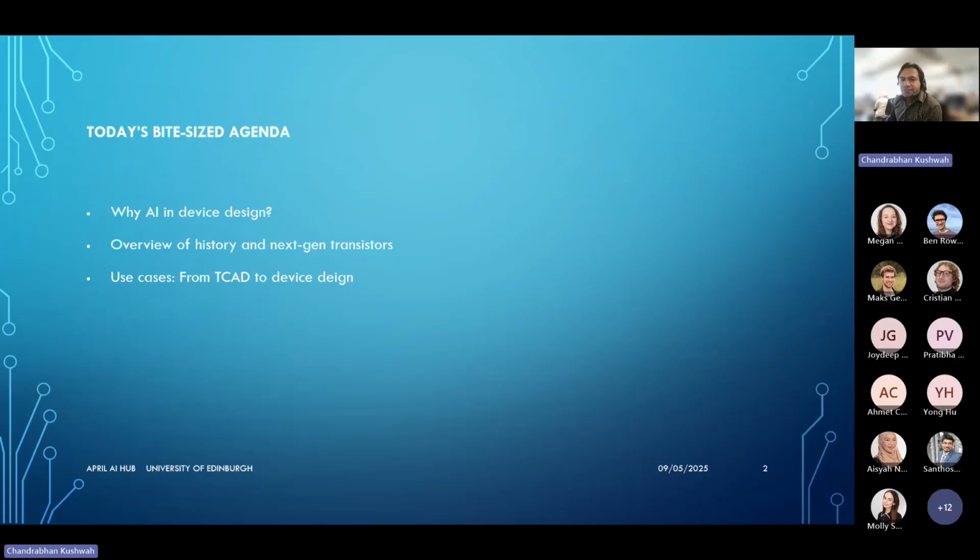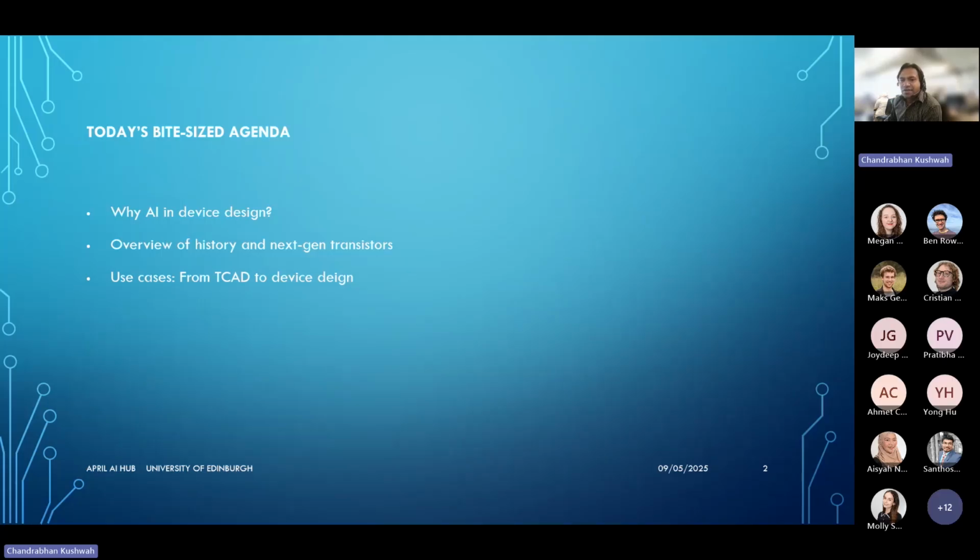Next, we will see an overview of the history of next-generation transistors, because we first have to understand briefly what a transistor is, and then how it came from the past to now, and what challenges we are facing with transistors, so that we can understand what is happening.